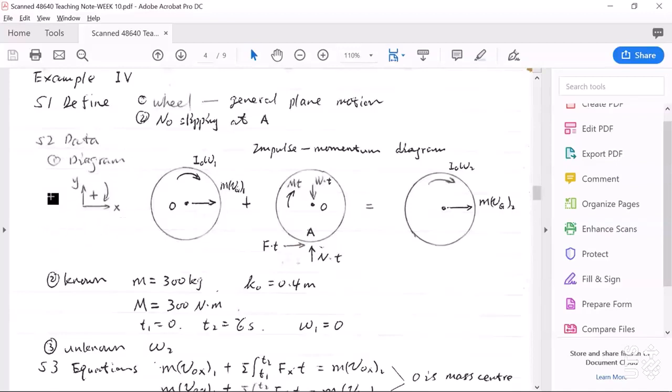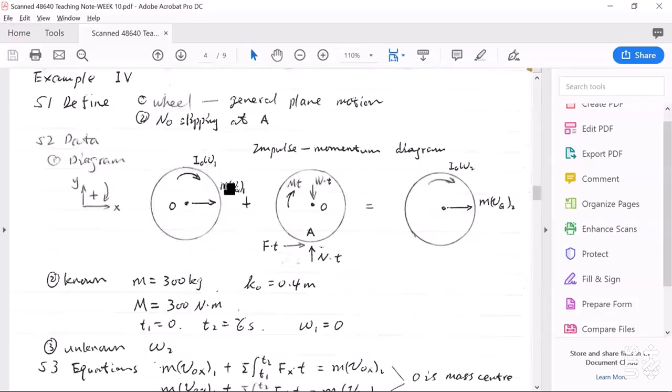We establish a conventional coordinate system x, y, but here, just for convenience, we define clockwise as the positive rotation direction, because in this one here, by observation, we know the angular velocity direction should be clockwise.